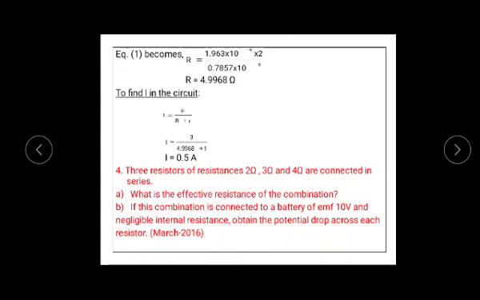So this is given problem. Now let us see how to solve it. So what are given quantities here? 3 resistance values are given, 2 ohm, 3 ohm and 4 ohm. And EMF of the battery is given. Negligible internal resistance means internal resistance is 0. Negligible means 0. You have to find out effective resistance, that is Rs, because it is series combination. Then you have to find out PD across each resistor, that is say V1, V2 and V3.